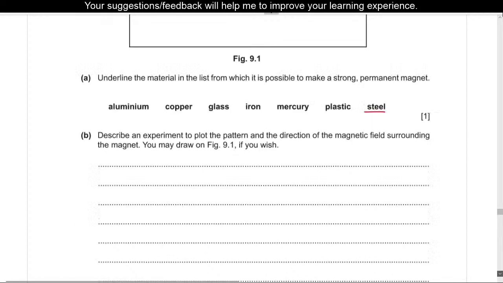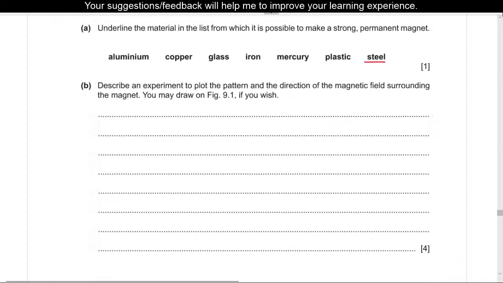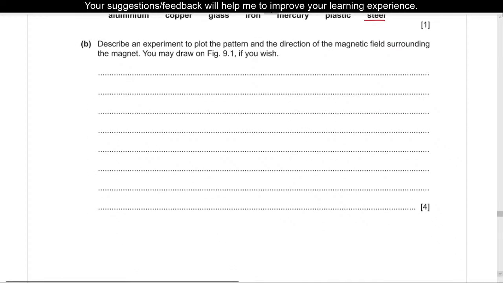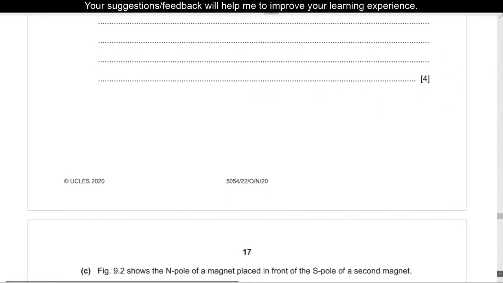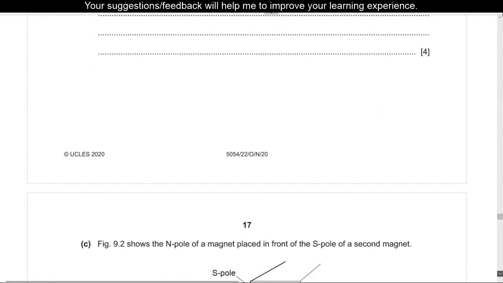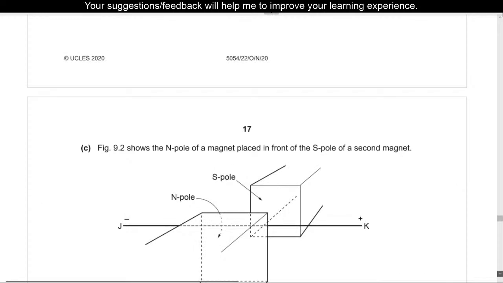Describe an experiment to plot the pattern and the direction of the magnetic field surrounding the magnet. So this is, again, something you have studied in your course. You simply have to write here what you have studied. There is nothing difficult in this question as well. It is just your memorization and your concepts.